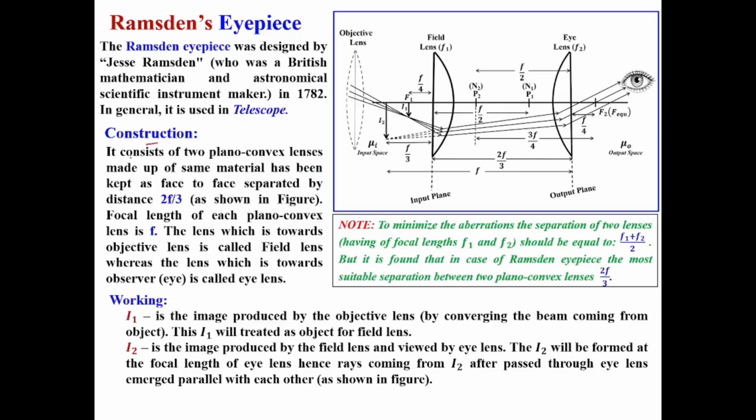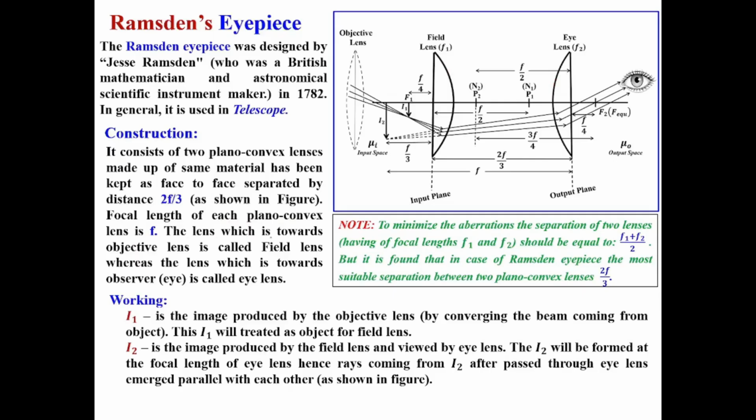Here, it consists of two plano-convex lenses made of the same material, kept face to face, separated by a distance 2f/3. Two plano-convex lenses are separated by a distance 2f/3, with the convex sides facing each other. The focal length of each plano-convex lens is f. The focal length of this lens is f. This lens is also f.